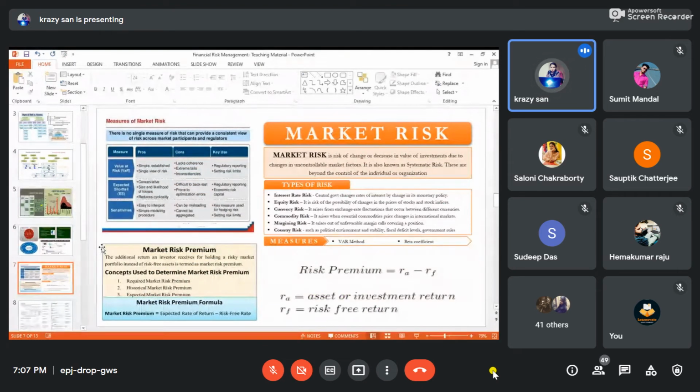Now, if you see in the markets, please stay focused and understand the concept. Measure of market focus. Markets have pros and cons, and if you are not able to understand that, you might be in tough trouble. There is no single measure of risk that can provide a consistent view of risk across market participants and regulators. Like you can see, the dollar price increasing or decreasing plays a vital role in the commodity market, right? Shares hardly are affected, but the commodity market has so many pros and cons. So value at risk, that is VaR, should be properly understood. Proper regulation and proper reporting have to be done, whether simple or not, where lack of coherence is going on. We have to understand that. Then expected shortfall and simulations are very important.